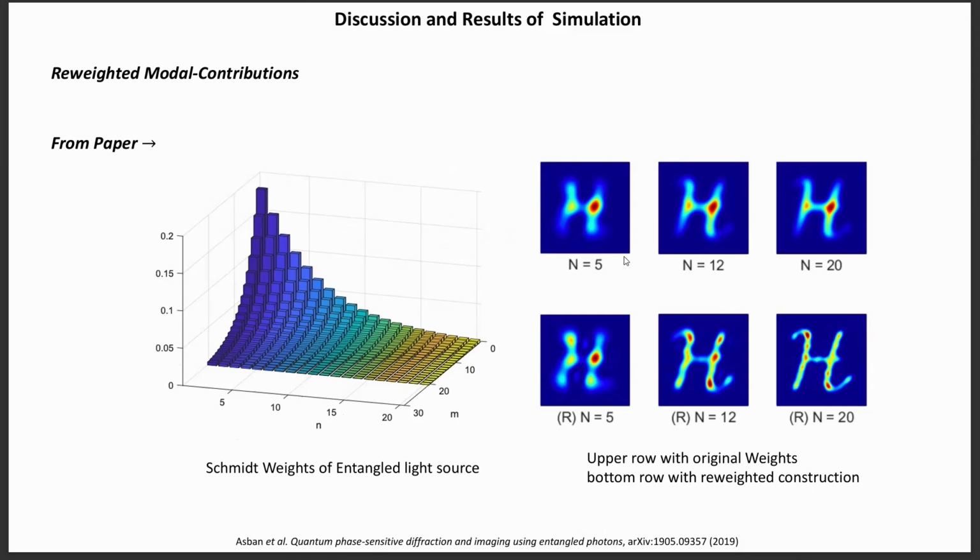So here they have reconstructed the images. The upper row is the image where they are taking the normal weights, not using any reweighted reconstruction. Here they are taking 5 modes, n equal to 12 modes, and n equal to 20 modes. In the second row, they take the same mode numbers, but they have used the reweighted reconstruction technique. We can see that they are getting finer detail about the object. See n equal to 12 in the upper row and n equal to 12 in the lower row: there is a clear distinction that they are getting more information about the object. This is the speciality of the reweighted reconstruction, where we get more information about the object.